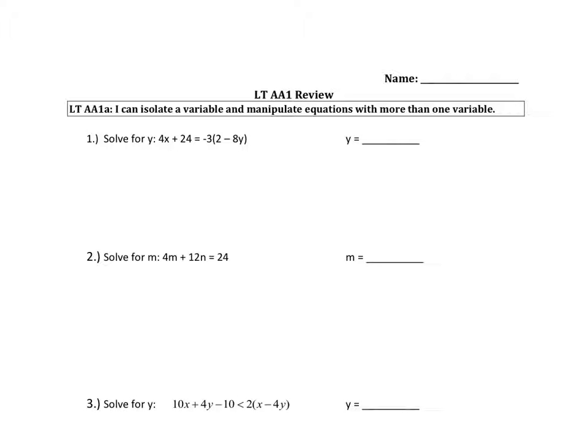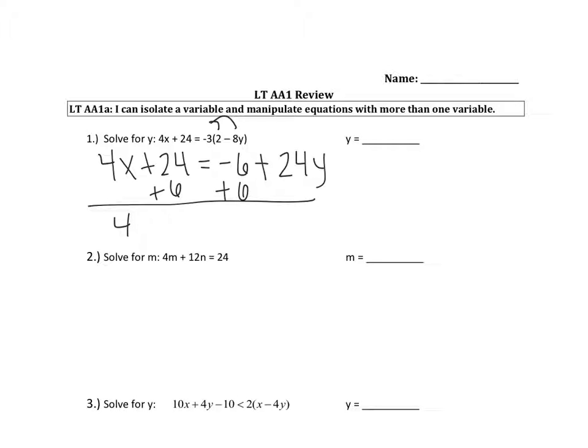First off, I'm going to take my -3 and I'm going to distribute it through. So I'm going to have 4x plus 24 equals -6y plus 24. Now the question asks you to solve for y. So keep that in mind, you want y by itself. So I'm going to add 6y to both sides. I'm going to have 4x plus 30 equals 24y. And I'm going to divide everything by 24.